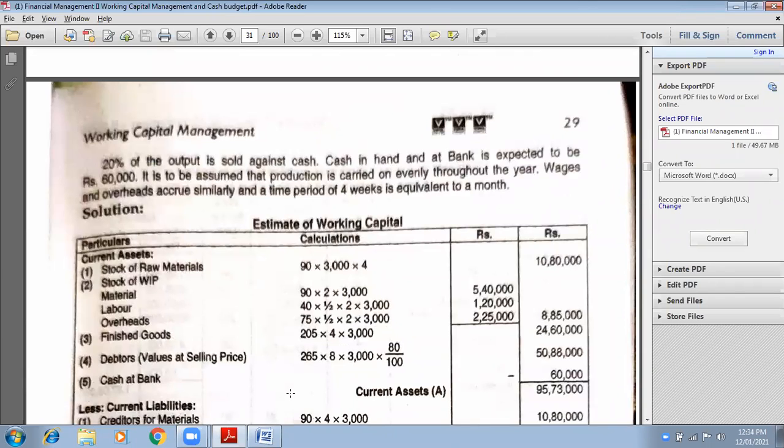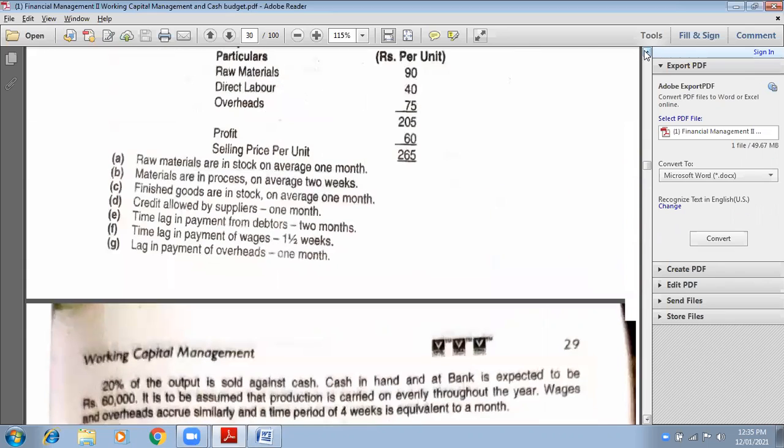8,85,000. Yes, you can check it from here. 8,85,000 is stock of WIP. Check the outer column. Don't go according to this. Check the outer column. 8,85,000. Is it correct? Yes, ma'am.